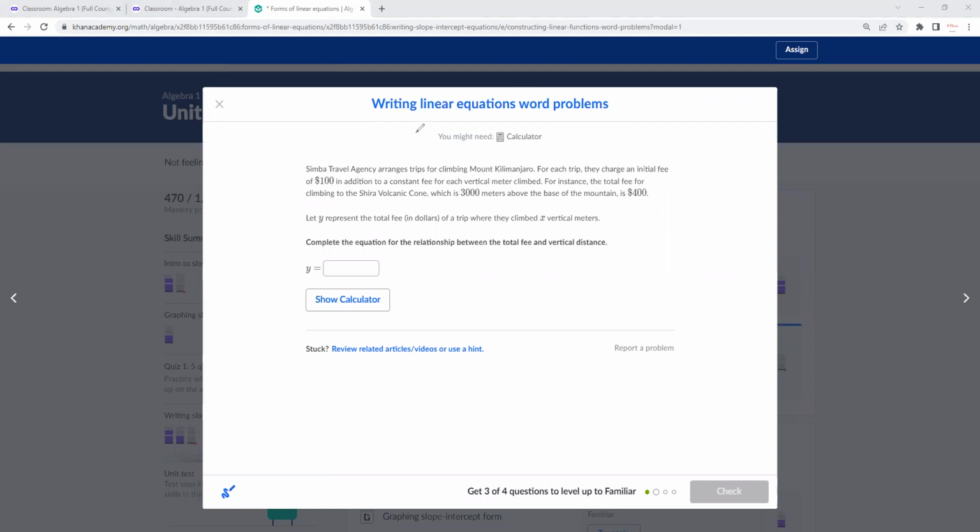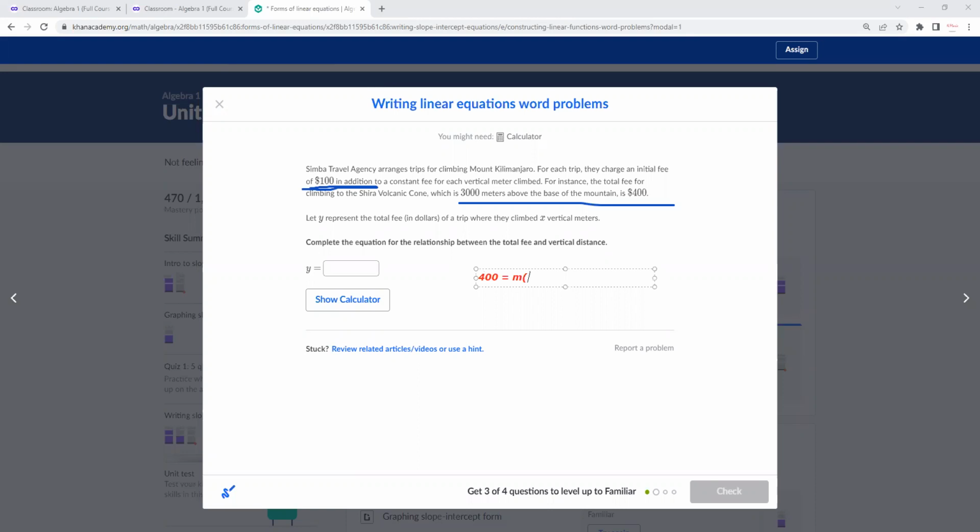Simba Travel Agency arranges trips for climbing mountain kill. I don't know how to pronounce that. Sorry. For each trip, they charge an initial fee. Oh, there goes your initial fee. That's going to most likely be the y-intercept. Plus a constant fee for each vertical meter climbed. For instance, total fee of climbing, which is 3. Okay, so y is the total fee. So it told you that the total fee was $400. We don't know the slope for this one. We need to find it.